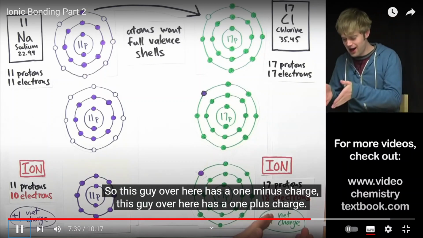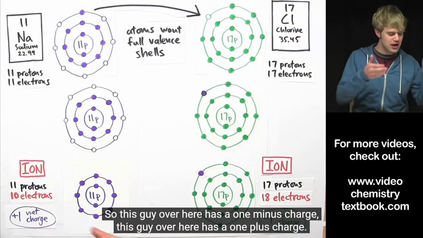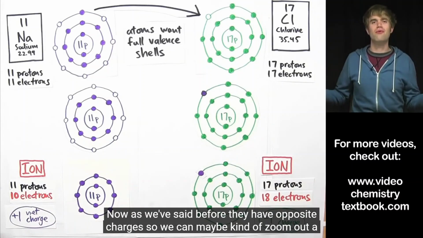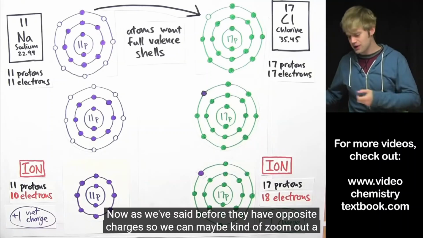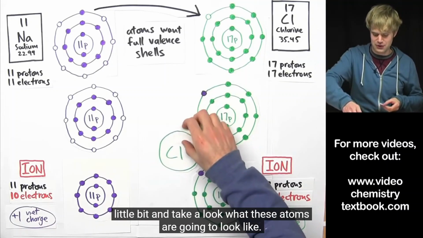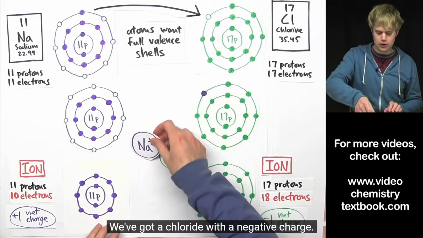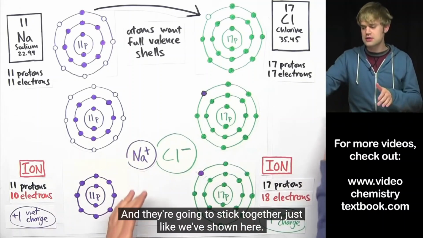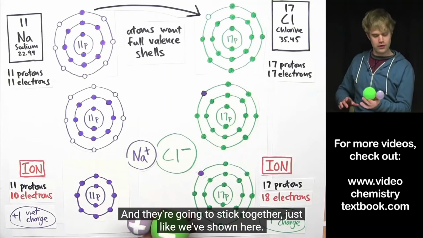So this one over here has a 1- charge, this one over here has a 1+ charge. Now, as we've said before, they have opposite charges, so we can zoom out a little bit and take a look at what these atoms are going to look like. Here we've got a chloride with a negative charge, we've got sodium with a positive charge, and they're going to stick together, just like we've shown here.